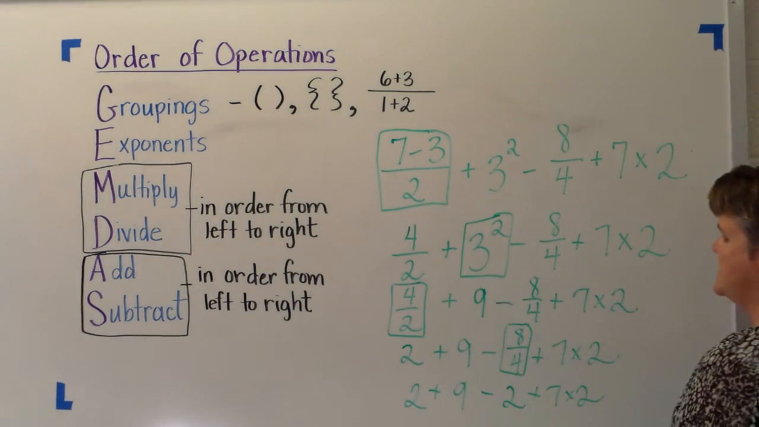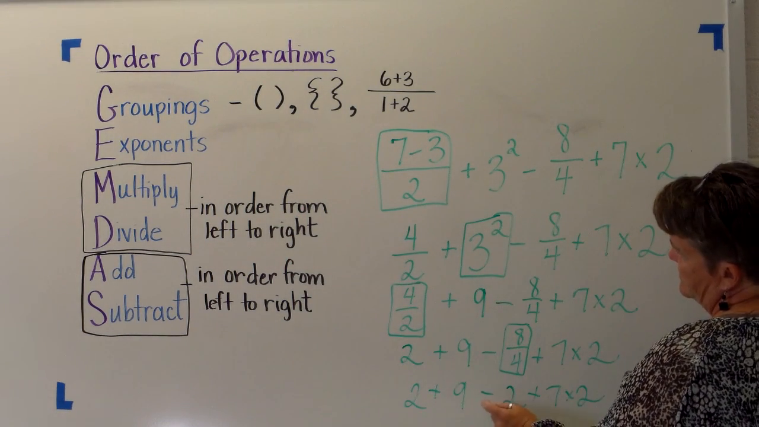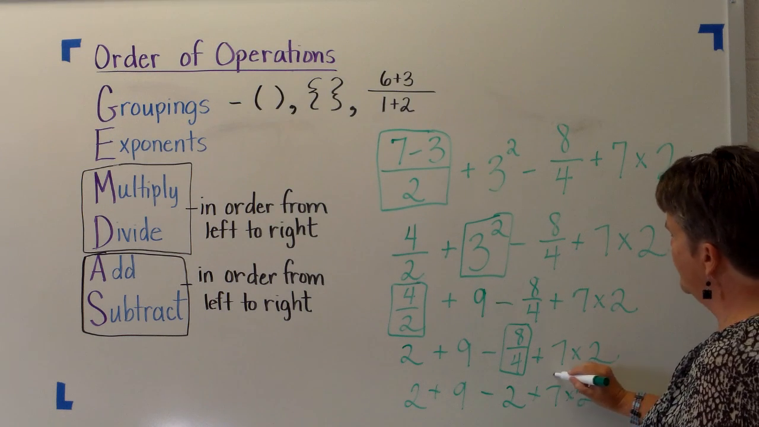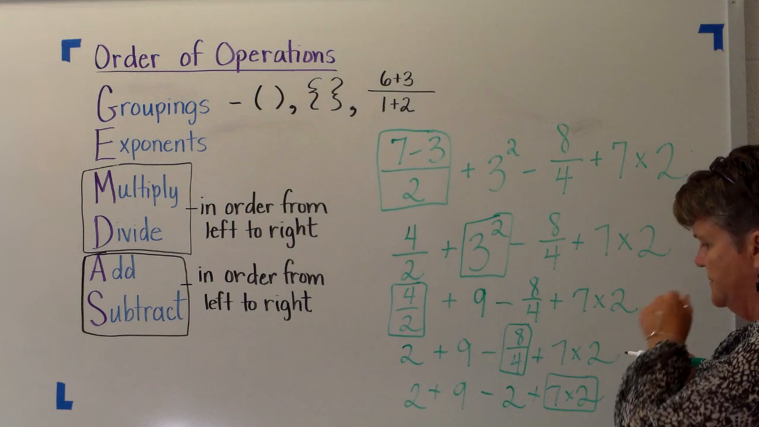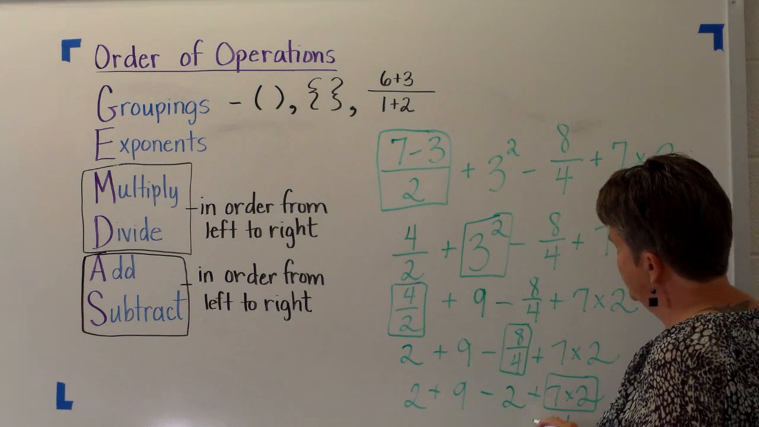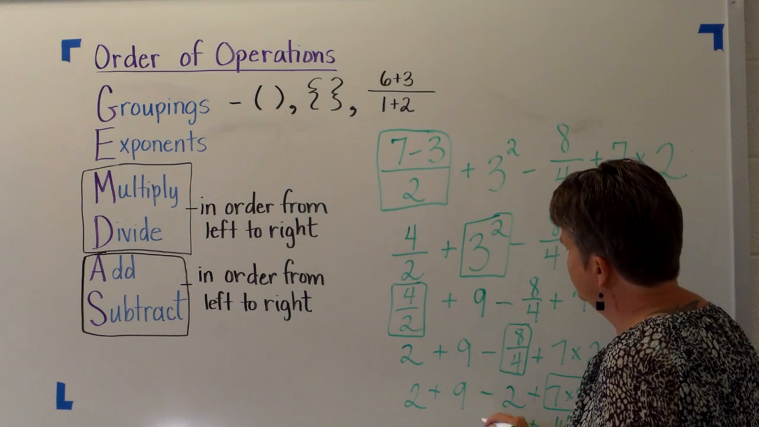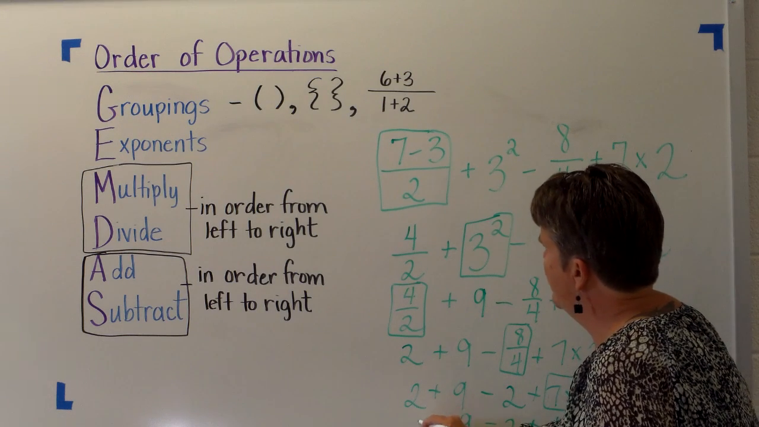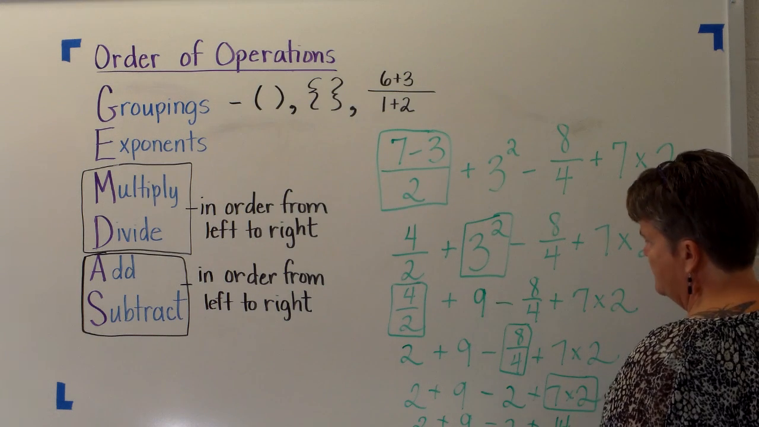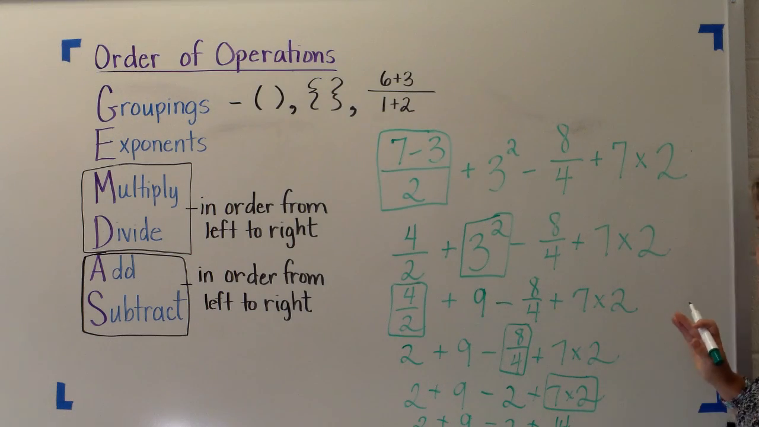Still checking multiply and divide. Addition, subtraction, addition, multiplication. So finally I'm going to do this multiplication problem. 7 times 2 is 14. Copying down the rest of the problem. Checking again. Is there any more multiplication or division? Addition, subtraction, addition. So no.